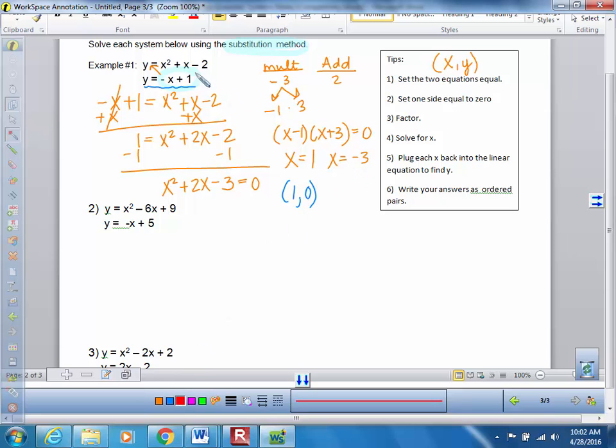Now, if I plug in negative 3 here, I get a negative 3. What's a negative 3? A positive 3. So 3 plus 1 gives me 4, right? So when x is negative 3, y is 4. Okay?